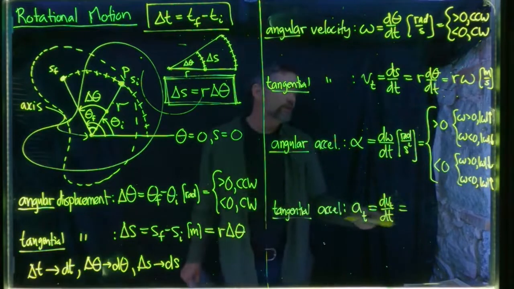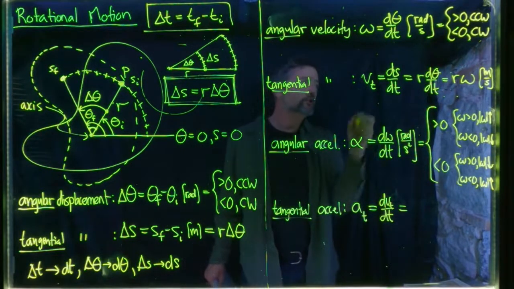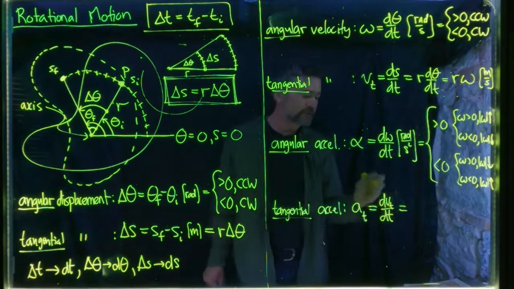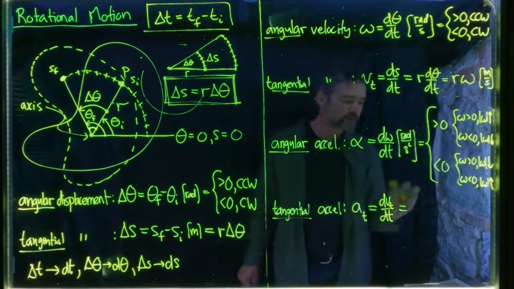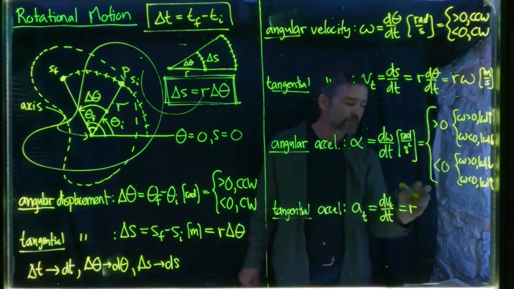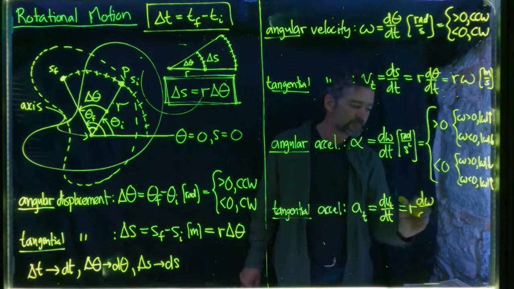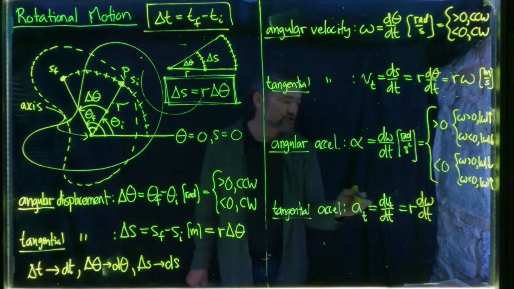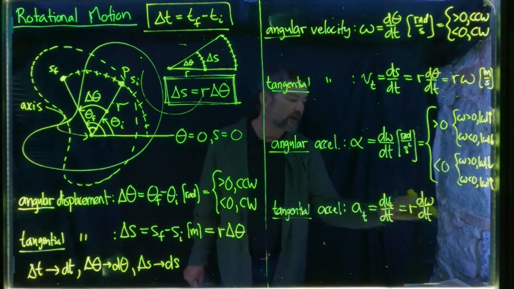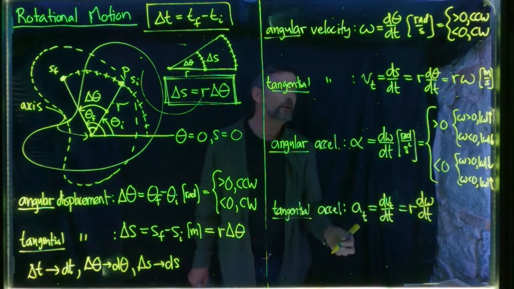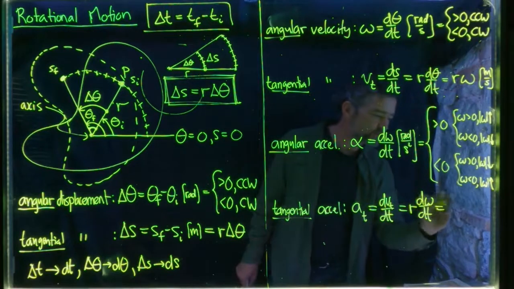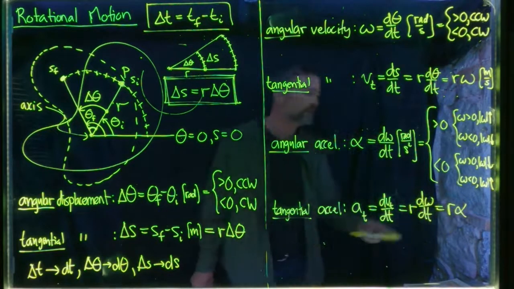Now the tangential velocity is the constant r times omega. So its time derivative will be r times the time derivative of omega. So the tangential acceleration is r times the time rate of change of the angular velocity. The time rate of change of the angular velocity is the angular acceleration. So this is equal to r times alpha.